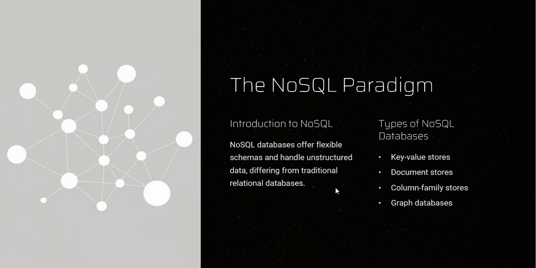Key-value stores are like a dictionary. Document stores, for example, MongoDB. Column family stores, like Cassandra. Graph databases, like Neo4j, are for relationships.